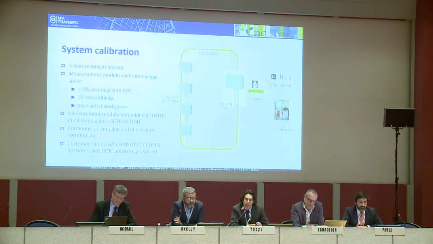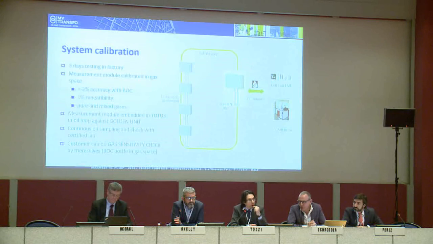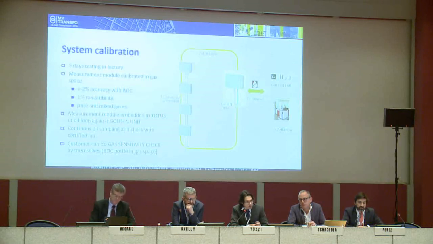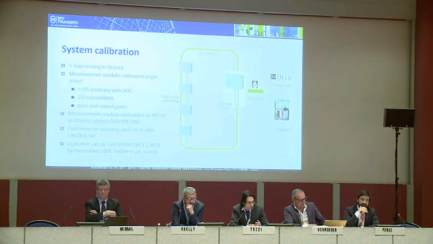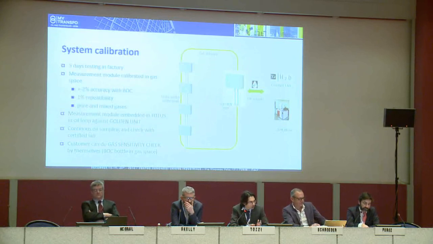What we do then, we put the gas module inside the unit and we put this in the oil loop for days. And there is a golden unit in the oil loop which is continuously sampled, and the samples are sent to an external laboratory. For example, we use DGA H2B at the moment. Someone asked if we can sell the golden unit. No, it's not sellable. But the golden unit gives the reference to all the other units in the oil loop, with continuous sampling. So this is the way we calibrate.